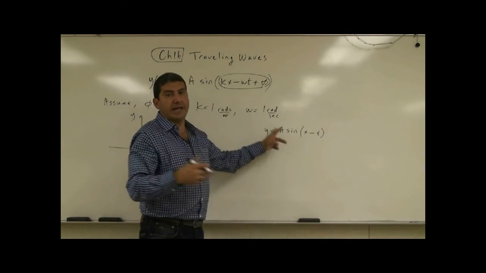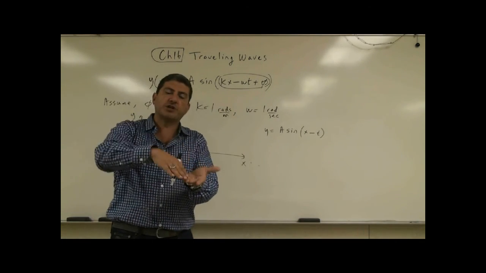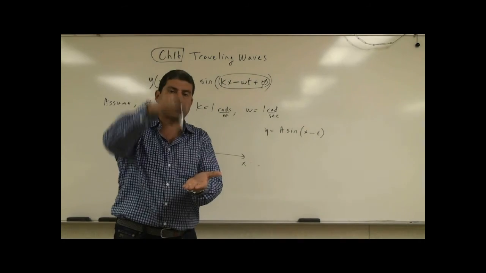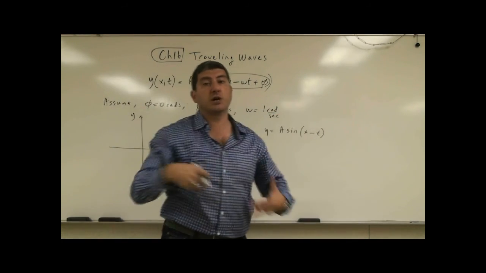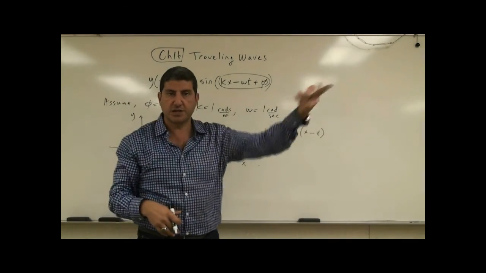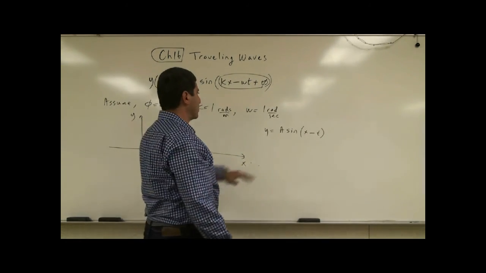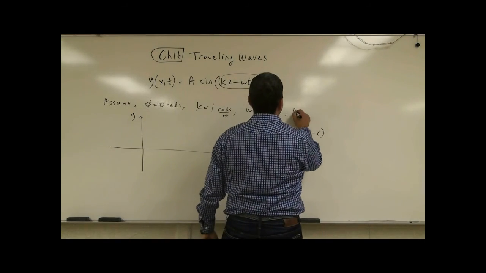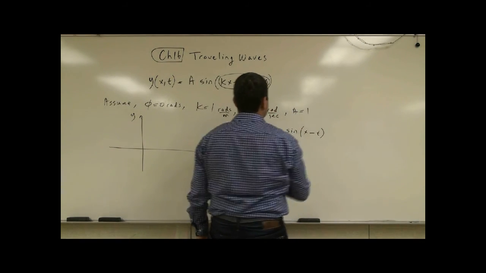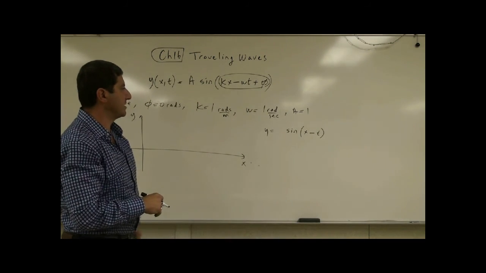A is simply the amplitude of the wave, which means how much up and down the wave goes, right? A wave that has a bigger amplitude is going to carry more energy, and we'll talk about the energy of waves later in a different lecture, okay? So right now, let's just assume the amplitude is 1, just for simplicity's sake. A is 1, so we can just say y is sine of x minus t.